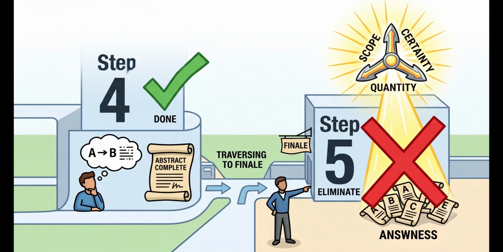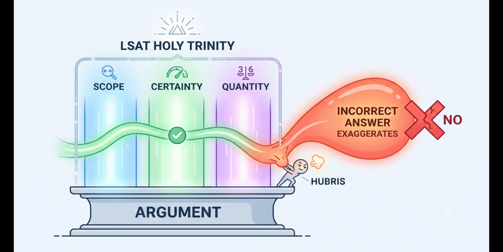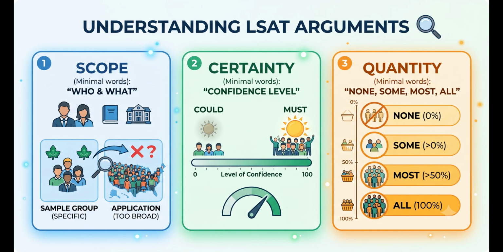Let us now traverse into the finale with step 5: eliminate incorrect answers by the LSAT Holy Trinity. Recall that every LSAT incorrect answer essentially does the same thing. It commits hubris by exaggerating or otherwise misrepresenting what the argument originally said in scope, certainty, or quantity. The Holy Trinity of LSATs.